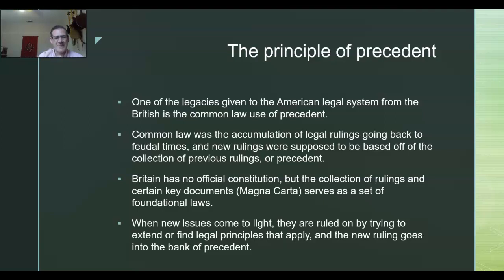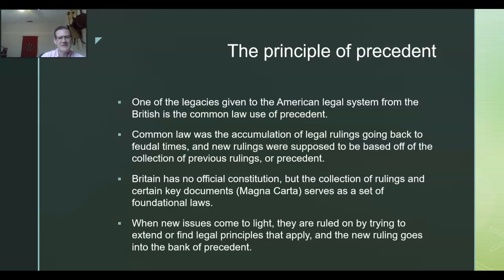Some of them have been done by positive law as well. So there's this dynamic flow back and forth between the judiciary and the Congress. Congress does stuff and the judiciary has to listen to it. But then sometimes the judiciary says you're not allowed to do that. Congress sometimes tries to fix it, right? Things like that. One of the legacies given to the American legal system from the British is common law use of precedent. Common law was the accumulation of legal rulings going back to feudal times, and new rulings were supposed to be based off the collection of previous rulings, or precedent.